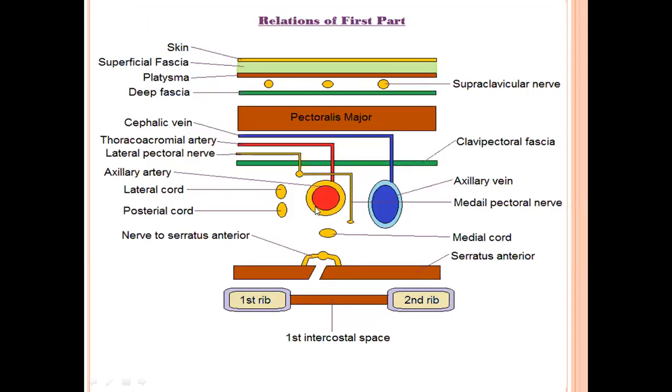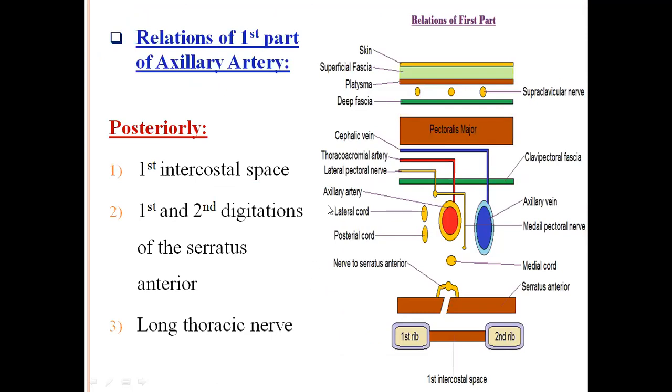Once you know the anterior relations of the axillary artery, whatever you see behind, those are the posterior relations. In the posterior relation, what are we finding? Between the first and second rib, whatever space is there, we call it the first intercostal space. Then the first and second digitations of serratus anterior muscle, and the nerve which runs over serratus anterior is the long thoracic nerve, also called the nerve to serratus anterior. So this forms the posterior relation.